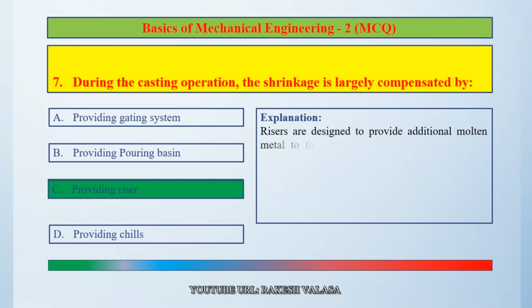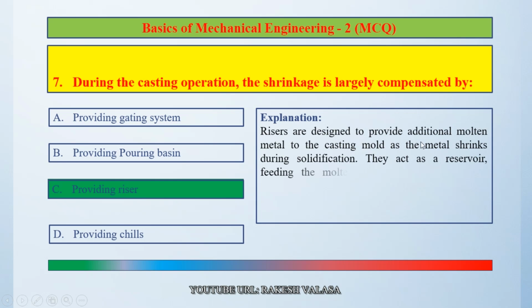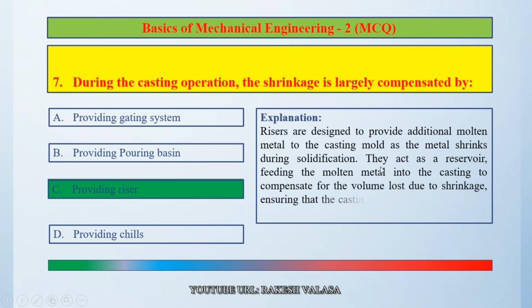Risers are designed to provide additional molten metal to the casting mold as the metal shrinks during solidification. They act as a reservoir, feeding the molten metal into the casting to compensate for the volume lost due to shrinkage, ensuring that the casting remains free from defects like porosity or cavities. So the correct answer is option C, providing riser.